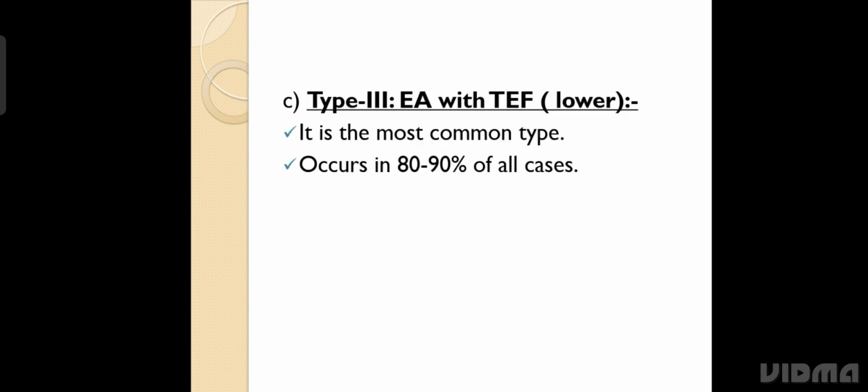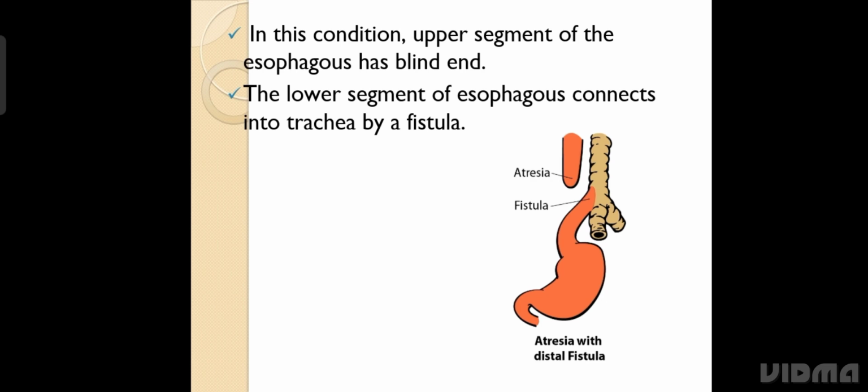Now we will see the third type. The third type is EA with TEF lower. So this is very easy. In the second type, we saw that the TEF is present at the upper segment, but now the TEF is present at the lower segment. Here you can see in this picture, there is atresia, and there is fistula formation between the lower segment of the esophagus and the trachea.